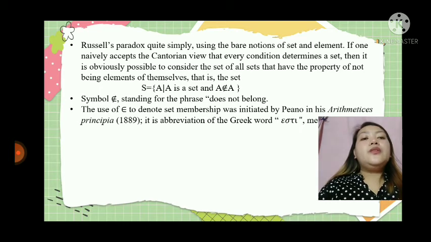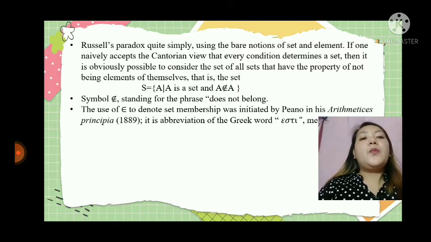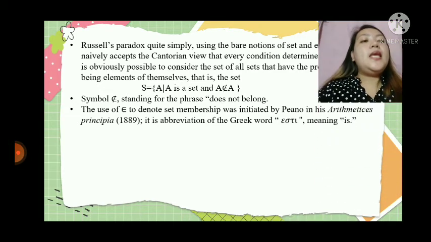The use of ∈ to denote membership was initiated by Peano in his Arithmetices Principia in 1889, and it is an abbreviation for the Greek word meaning "is".